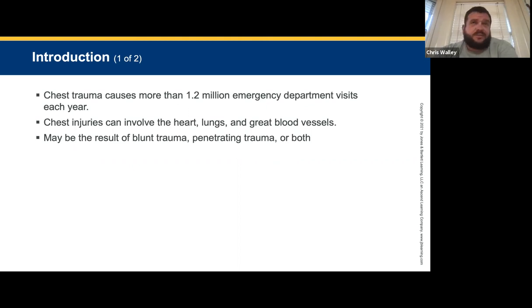All right, so the introduction. We know that 1.2 million people visit the ER every year with chest injuries. This can go from simple blunt force to the chest to MVCs. All that classification is based upon how it's charted, how they're triaged. Chest injuries can involve the heart, lungs, and greater blood vessels, and they may result from blunt trauma, penetrating trauma, or both. So depending upon what injury and how they're triaged, it depends on how they're treated from there on.